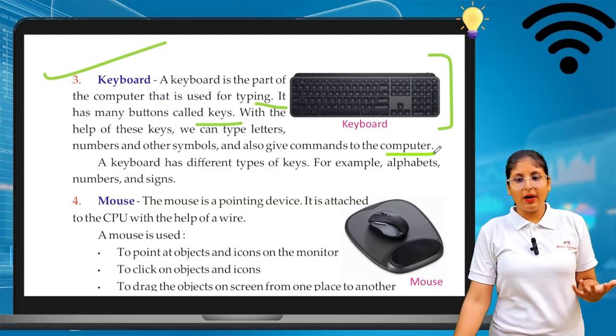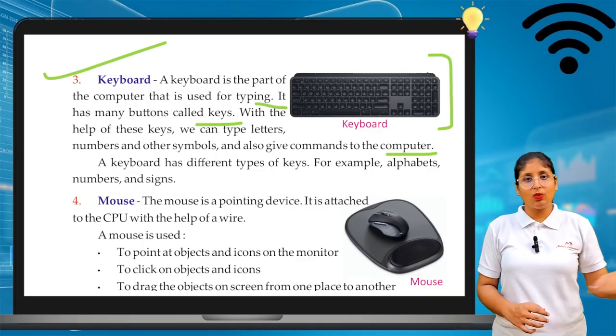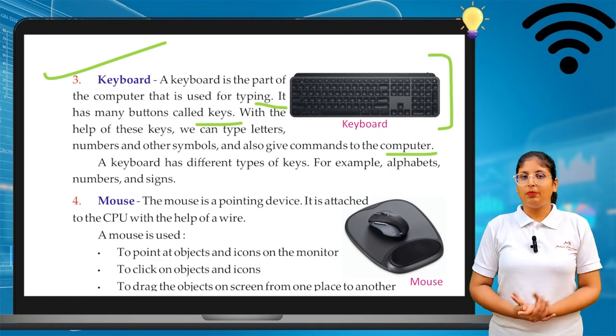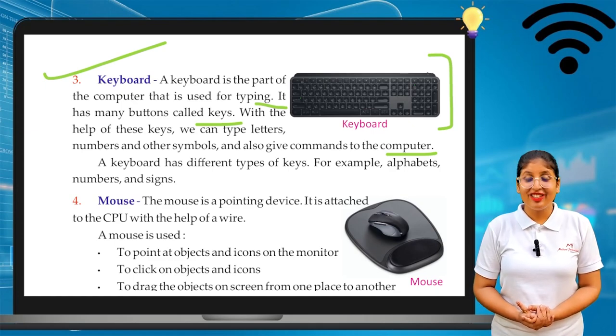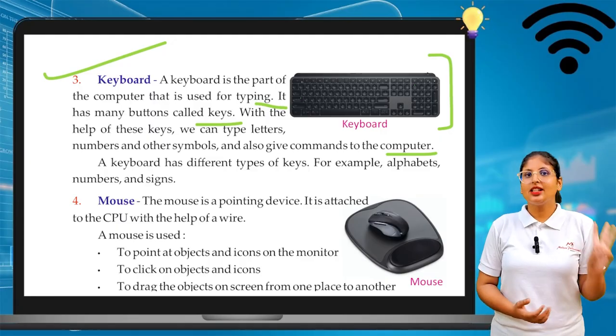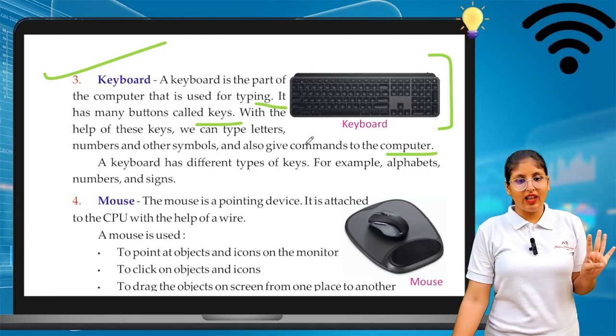So we can give commands to the computer, we can type any letters, words, symbols with the help of the keys on the keyboard. So this is the third important part. The fourth important part of a computer is the mouse.